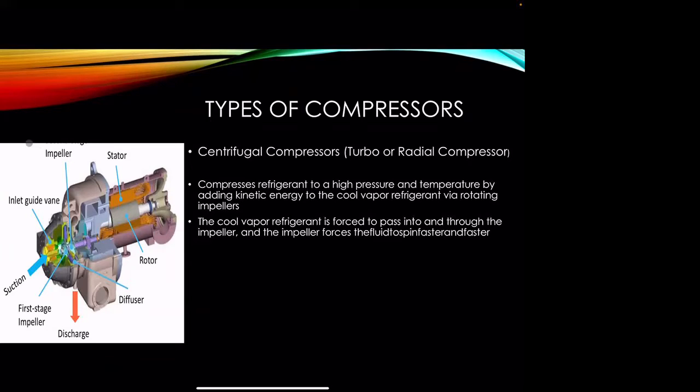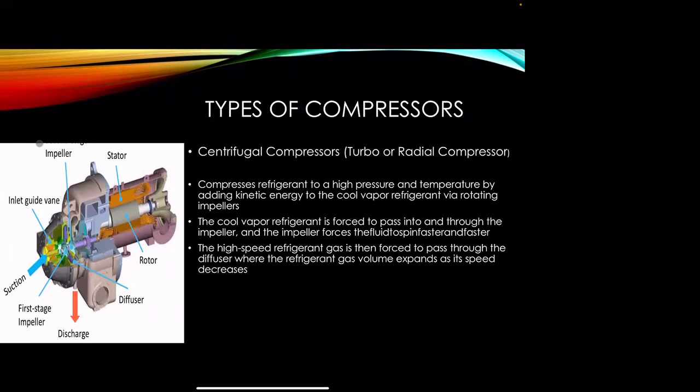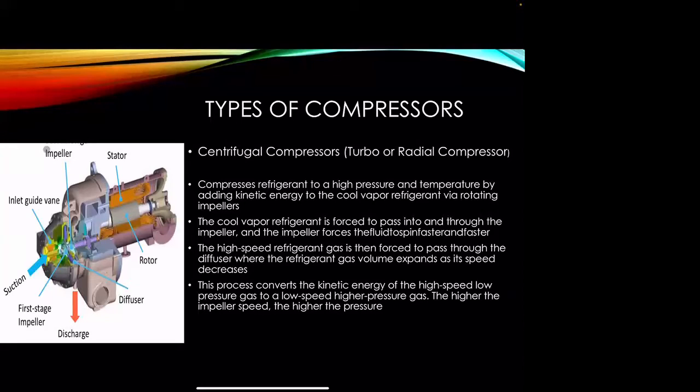The cool vapor refrigerant is forced to pass into and through the impeller, and the impeller forces the fluid to speed up faster and faster. The high-speed refrigerant gas is then forced to pass through the diffuser, where the refrigerant gas volume expands as its speed decreases. This process converts that kinetic energy of the high-speed, low-pressure gas to a low-speed, higher-pressure gas. The higher the impeller speed, the higher the pressure. These are going to be commercial and industrial applications of 200 plus tons. So may not run into too many of these.